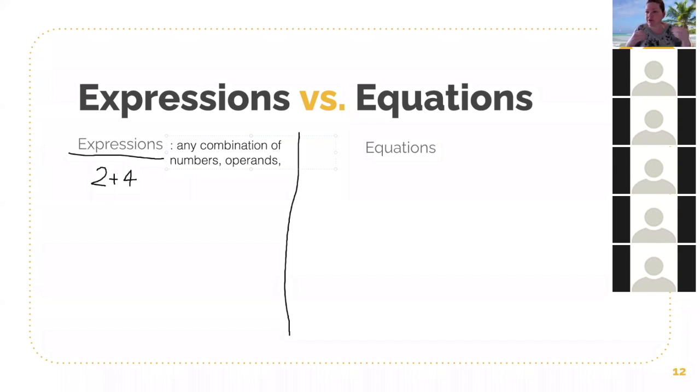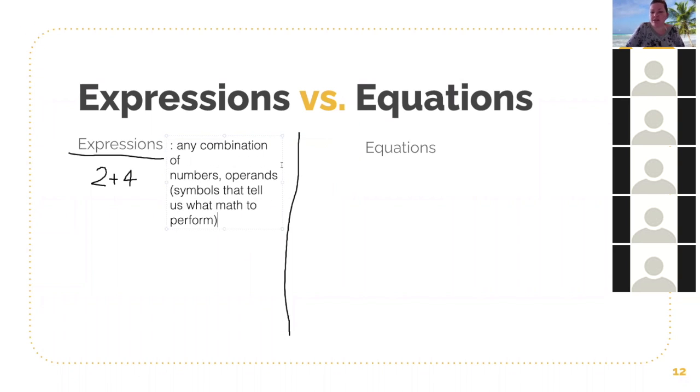Those are those operation symbols like plus, minus, that tell us what to do. And I want you to understand what I'm talking about when I use this language, but the GED is not a vocab test, so you don't have to have all these words memorized. An expression is any combination of numbers, operands, and or variables. Those letters are going to come up.